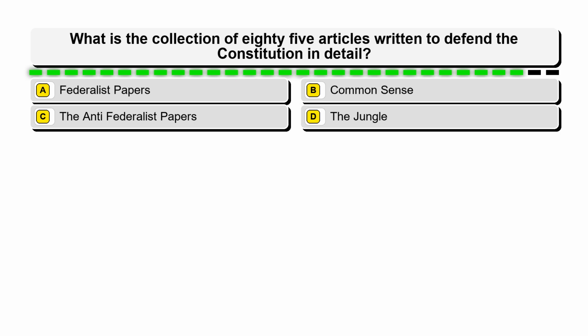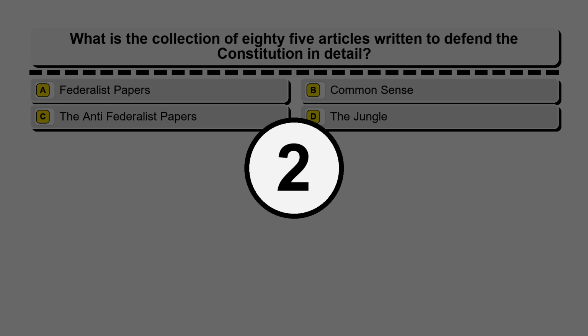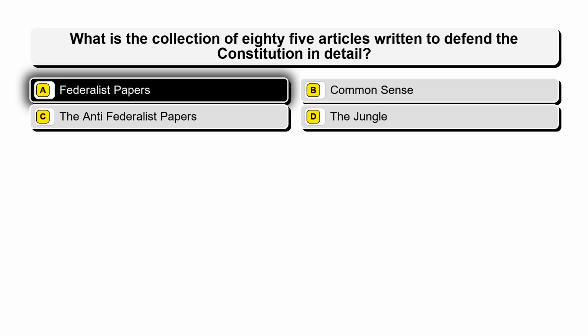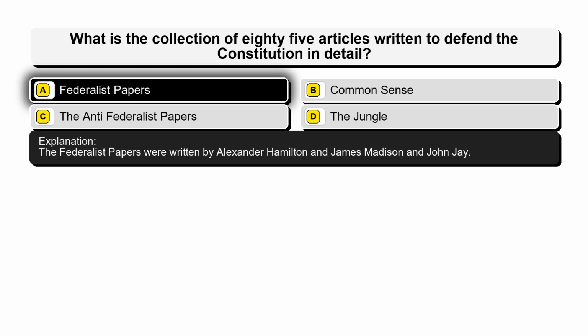Question 69. What is the collection of 85 articles written to defend the Constitution in detail? Option A, Federalist Papers. Option B, Common Sense. Option C, the Anti-Federalist Papers. Option D, The Jungle. The correct answer is option A, Federalist Papers. The Federalist Papers were written by Alexander Hamilton and James Madison and John Jay.